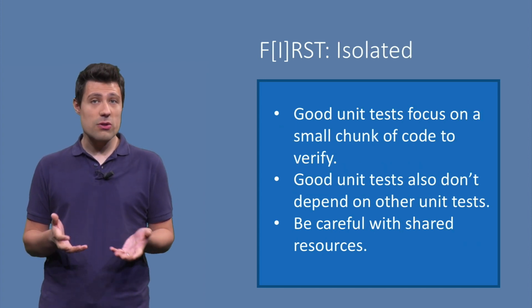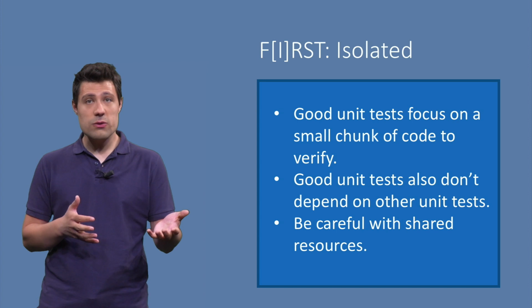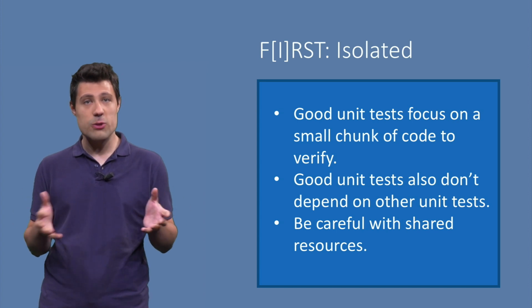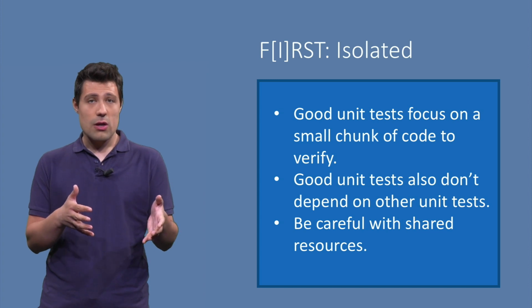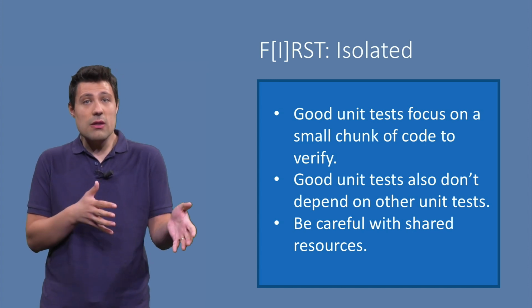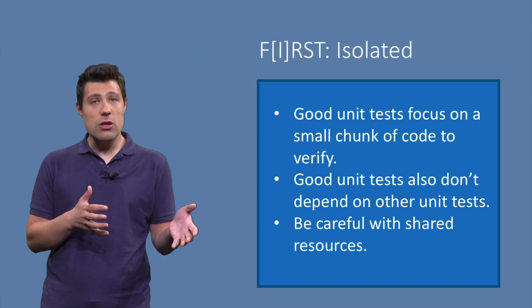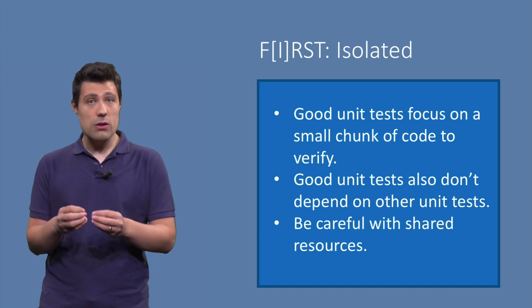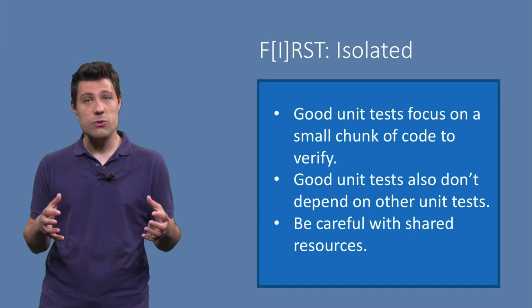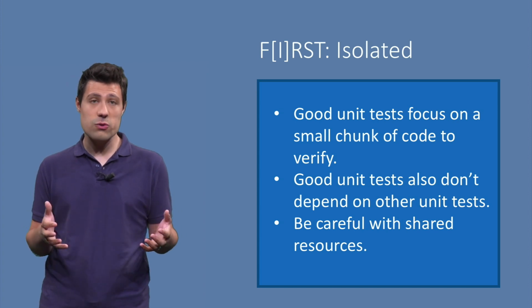I stands for isolated. And when we write a test, we want this test to be isolated in different perspectives. So the first one is in terms of what it tests. So we want our test to test an isolated piece of functionality, and good unit tests usually focus on small chunks of code. And good unit tests are also isolated when it comes to the other tests that are there in our test suite.